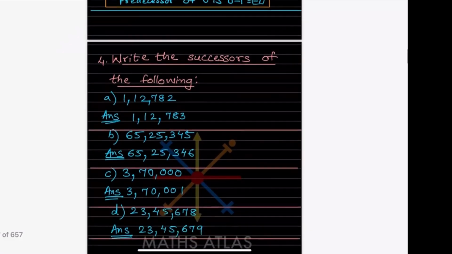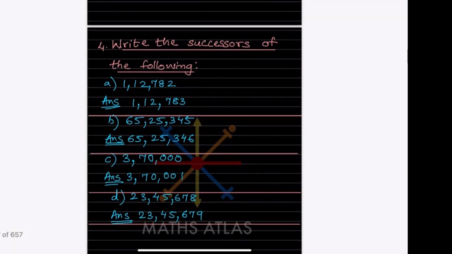Now we will see the successors of the following. Now see here, what we are going to do, we are going to consider the last digit of this one. So here when we add 1 to this 2, we get 3. The rest of the numbers remain the same. Again the same thing we are going to use here. So we add 1 to 5, we get 6. Other numbers remain the same.